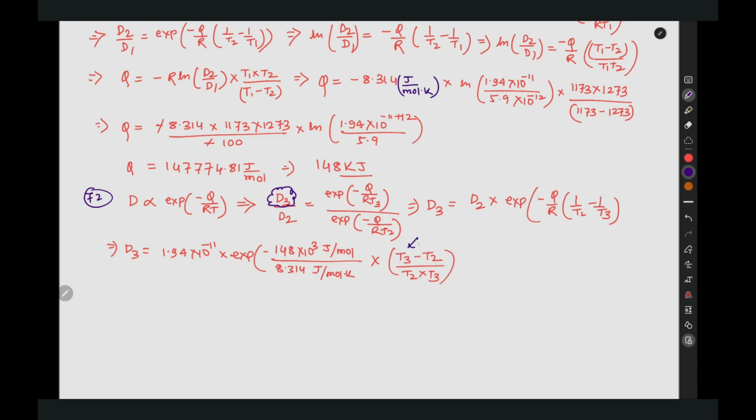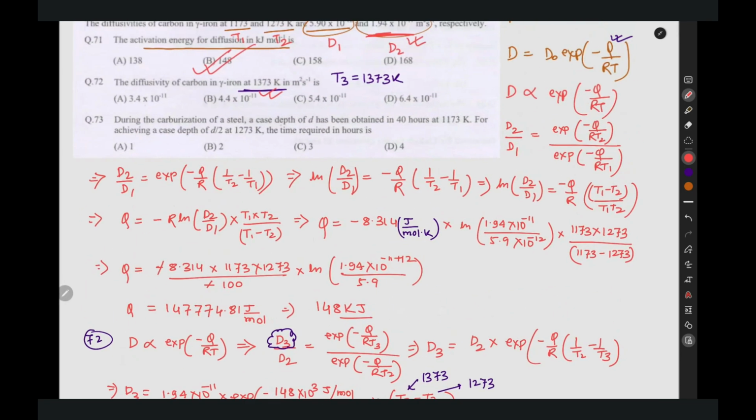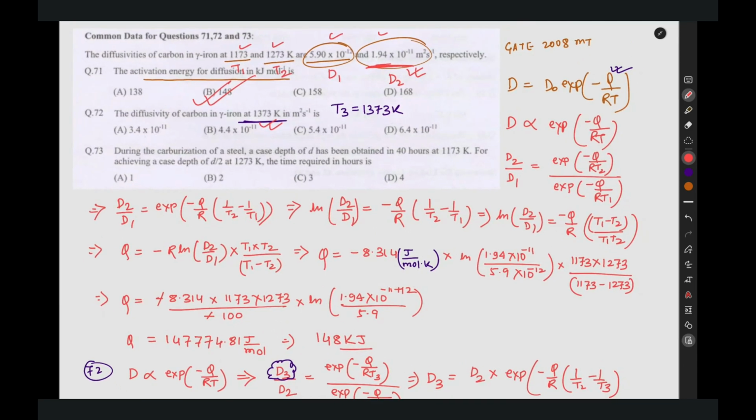Substituting the value, we know T3 is 1373, T2 is 1273, T3 is 1373. On calculation, we will get D3 as 5.37 into 10 power minus 11 meter square per second. So for 72 number question, option C is correct. Now we will go for question number 73.